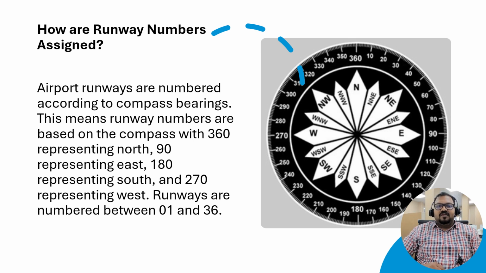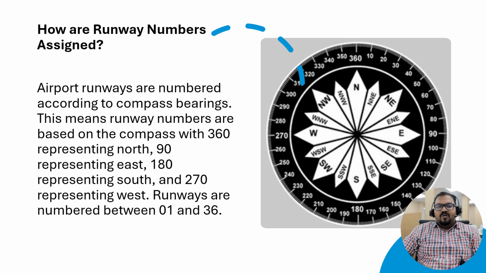we are seeing how these numbers are assigned. This is a basic question. It comes along with the compass bearing. In our earlier days we studied the magnetic compass bearing, and this is the same methodology they use for numbering. So the runway numbers are based on the compass with 360 degrees. 360 represents north, 90 degrees represents east, 180 degrees represents south, and 270 degrees represents west.